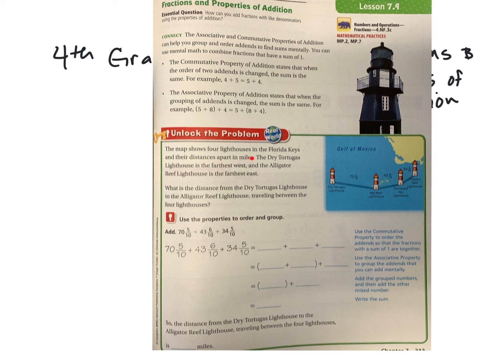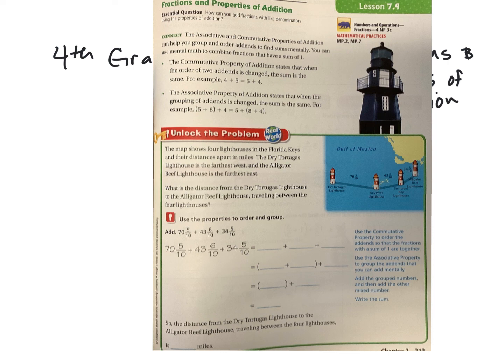So the map shows 4 lighthouses in the Florida Keys and their distance apart in miles. The Dry Tortugas Lighthouse is the farthest away, and the Alligator Reef Lighthouse is the farthest to the east. What is the distance from Dry Tortugas Lighthouse here to the Alligator Reef Lighthouse here, traveling between the 4 lighthouses? So we would be adding this plus this, right? This plus this plus this.